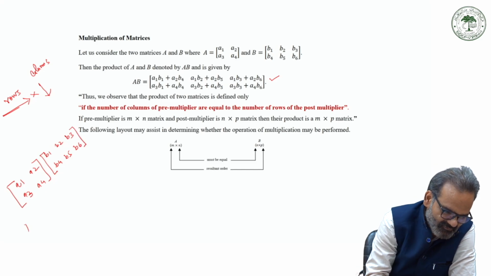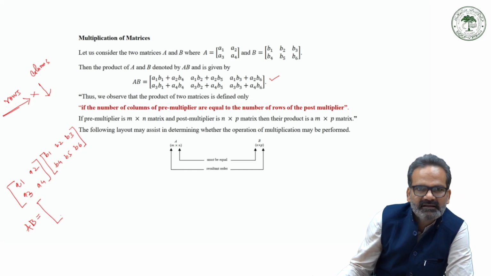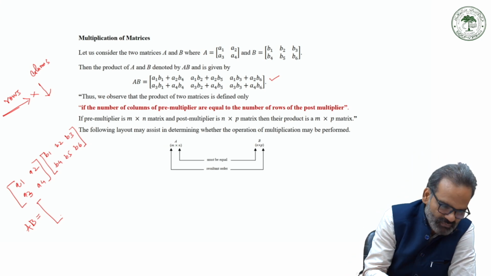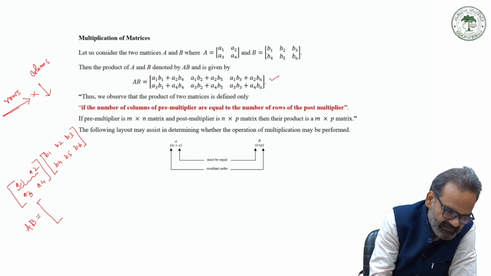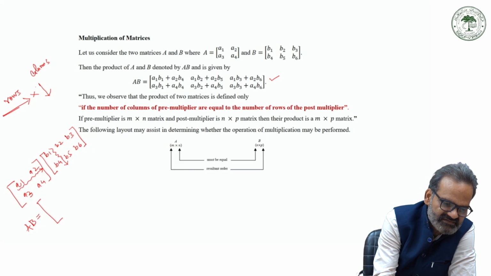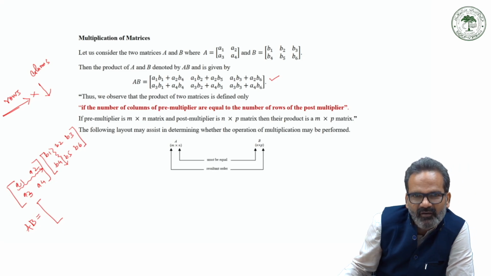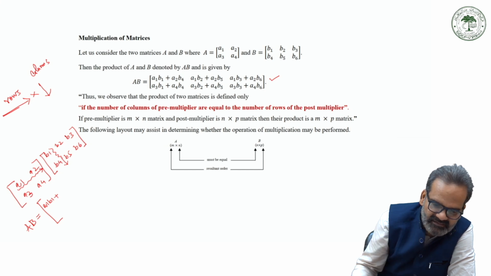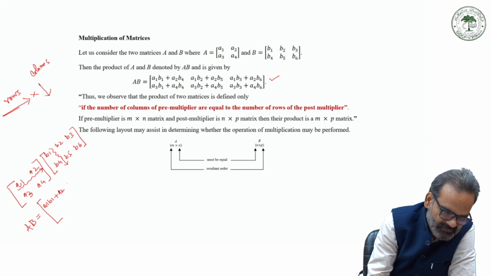This is A, this is B. What we want to calculate is the product of these two matrices A and B, which is simply denoted by AB. So what we will do, take the first row of the first matrix, this one, and multiply this row with the first column of the second matrix. Rows of the first should be multiplied with the columns of the second, right? So see, A1 should be multiplied with B1, so we get A1 B1, plus A2 should be multiplied with B4, so we get A2 B4.